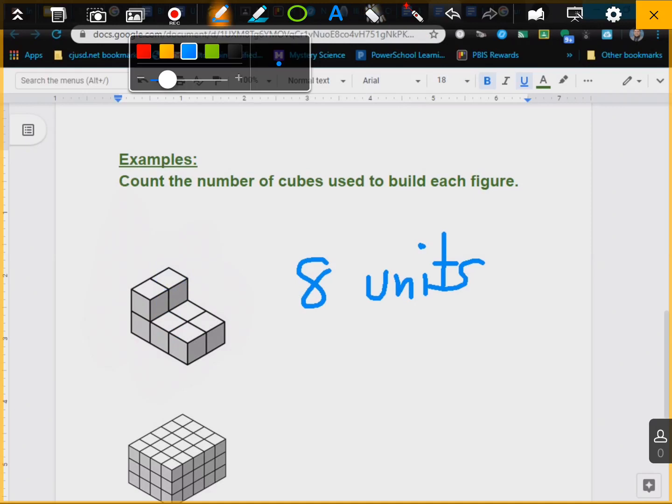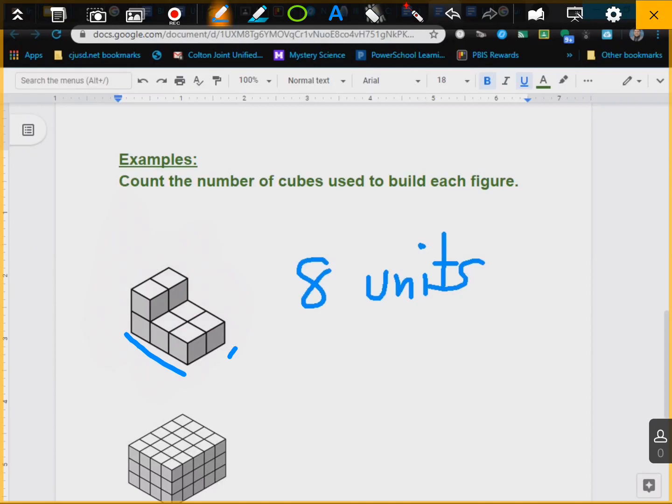If you don't understand what I'm saying, write a question down and let me know tomorrow so we can clarify. But there's 6 because I know that there's 3 here, which means there's 3 in the back, and then there's 2 on top. All right, so let's do number 2.